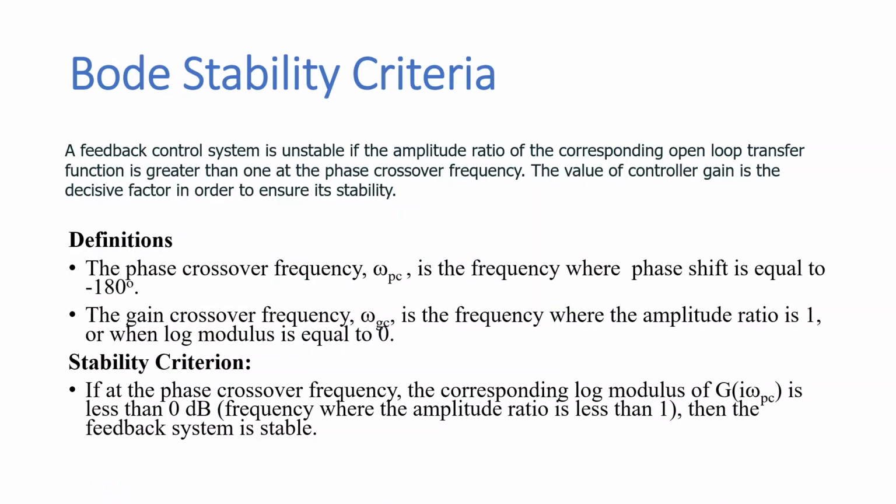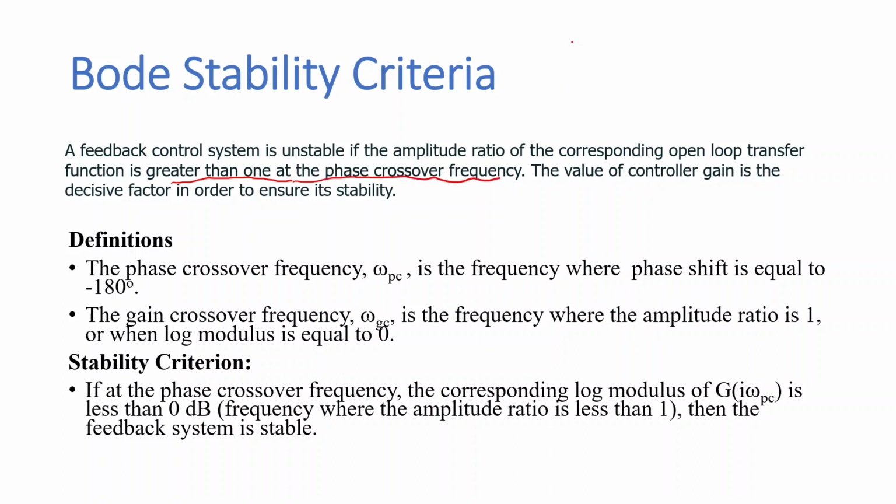From the last couple of lectures, we are looking at the analysis of the stability of closed loop systems. We covered the root locus stability criteria. Then, in the last class, we discussed the Bode stability criteria, which states that a given feedback control system will be unstable if the amplitude ratio corresponding to the open loop transfer function is greater than 1 at the phase crossover frequency.